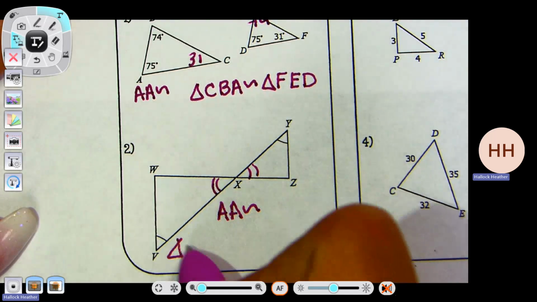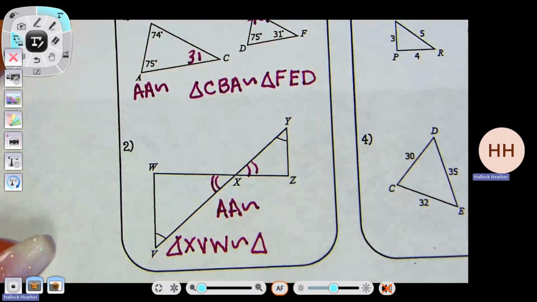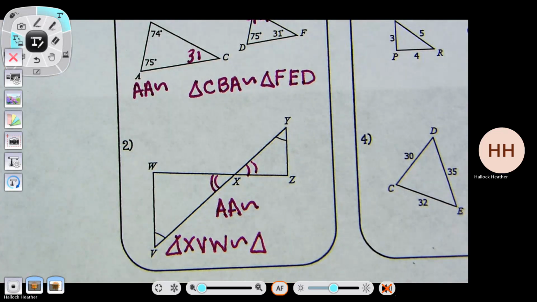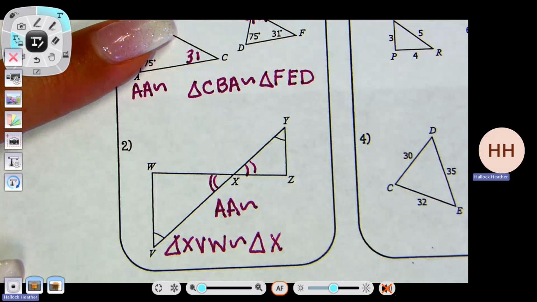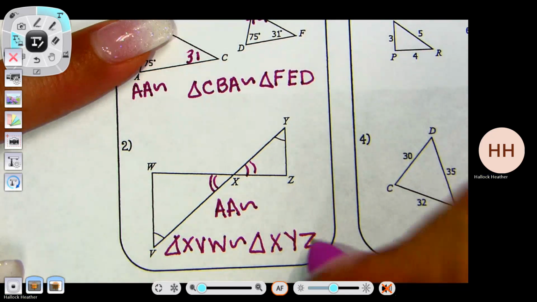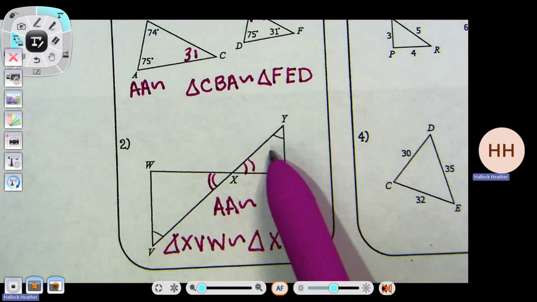So if I say triangle XVW is similar to the other triangle, what would have to go first? That's right. X, YZ. So angles are literally, there is nothing on the outsides. There are no numbers on the outsides. There's numbers on the insides, or there's little arc marks because those are your angles.